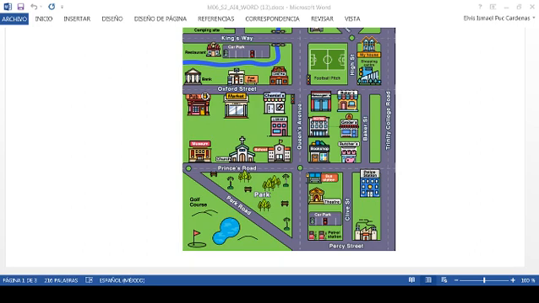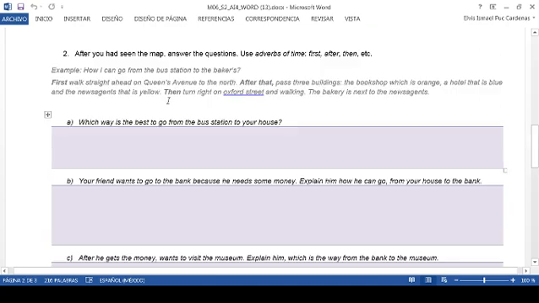You can see the places like the cinema, the post office, the market, the pub, the library, the school, the church, the museum, the butcher's, bookshop, bus station, police station, the theater, the car park, petrol station, the football pitch. And then you have the instructions here and one example, the one that I use in the PowerPoint presentation. How can I go from the bus station to the bakers?